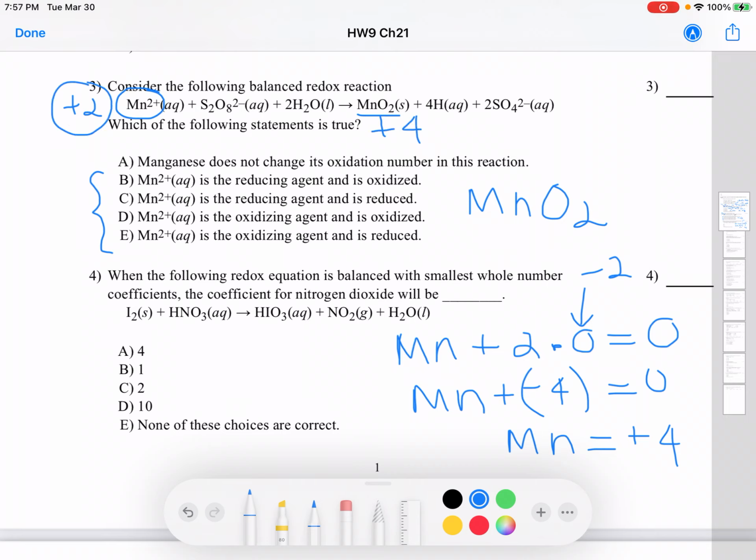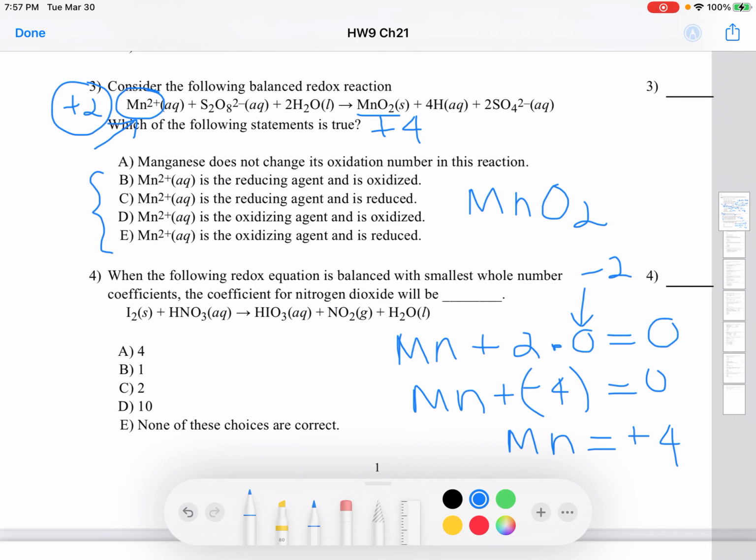What is that process? Oxidation, because the oxidation number increases. That is the oxidation. So then the manganese is the reducing agent, because the species that is undergoing oxidation is the reducing agent. So manganese is the reducing agent and is oxidized. So which one is the correct statement? It should be manganese 2 plus is the reducing agent and is oxidized. Okay, that is the correct statement.